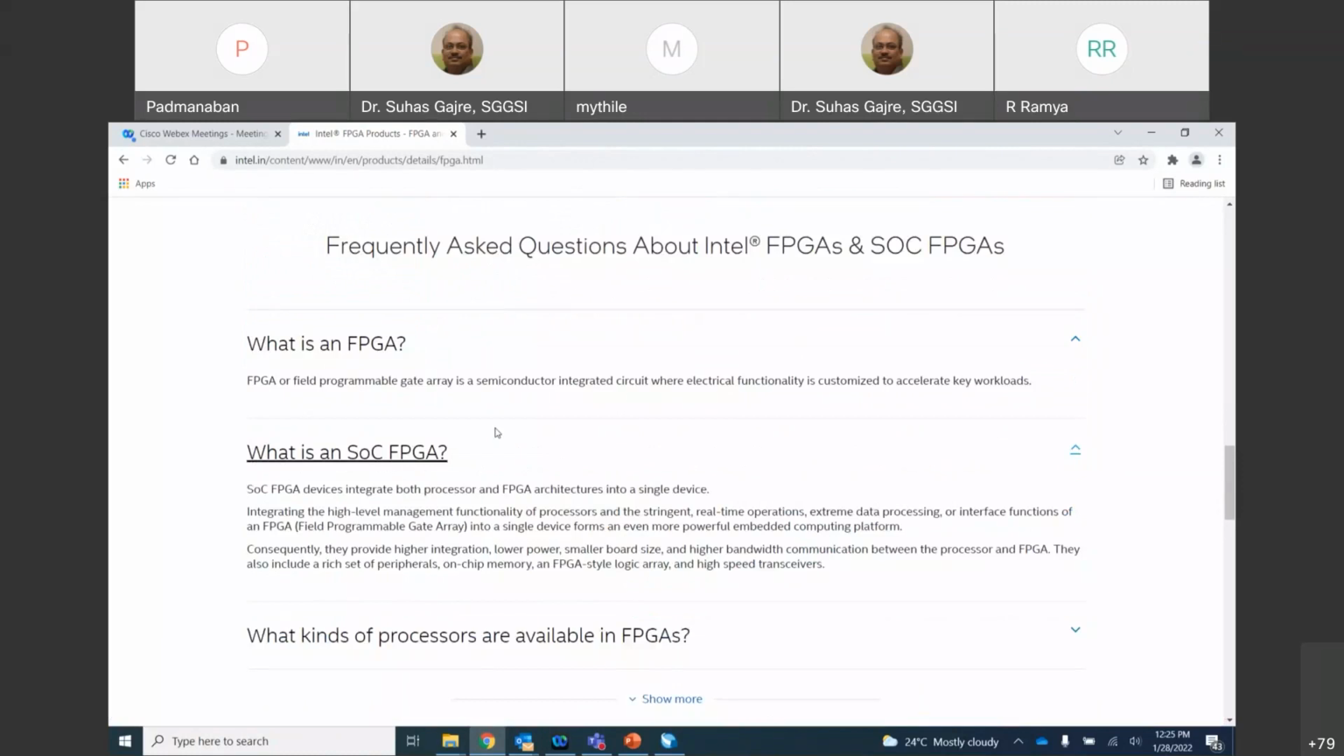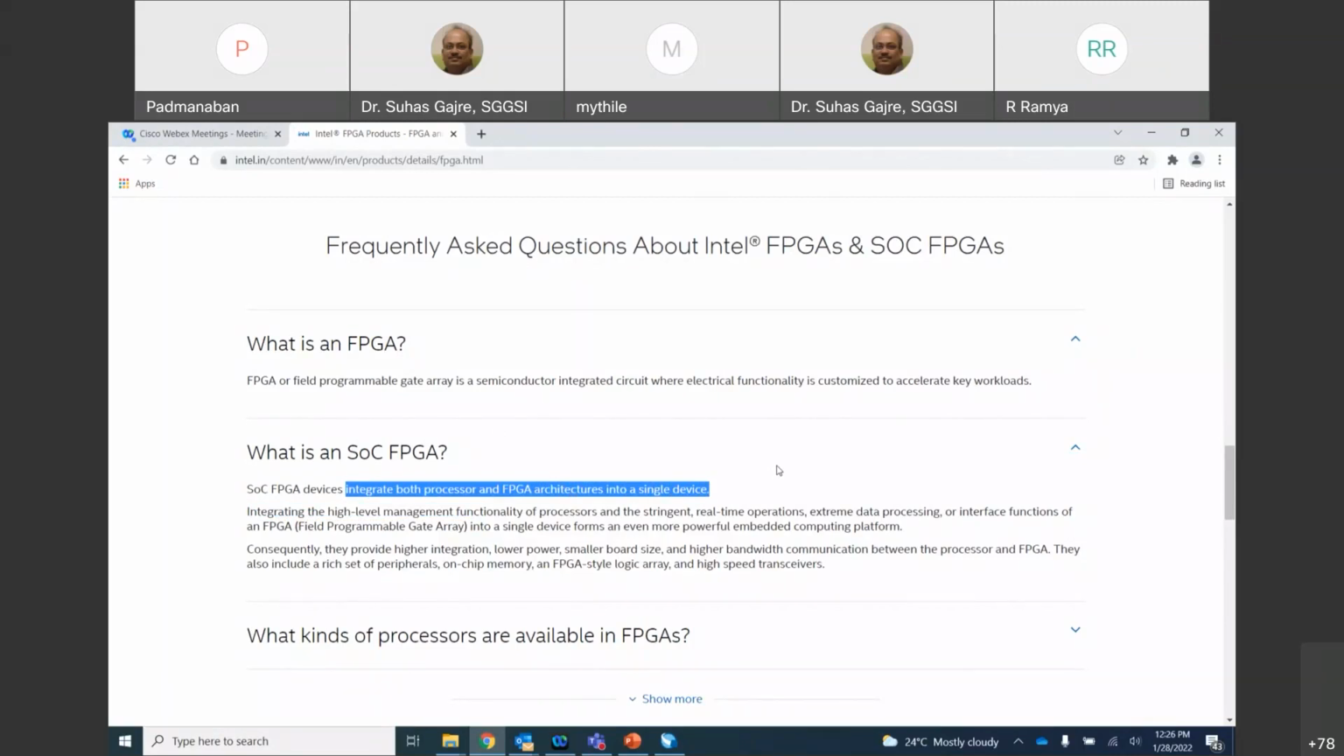Right. So now when you say what is an SoC FPGA, we need to have more discussion on that, but at least we'll understand the definition. SoC FPGA devices integrate both processor and FPGA architectures into a single device. You could see that it has the processor as well as the FPGA. Both are present in the single device. That's what we call an SoC FPGA.